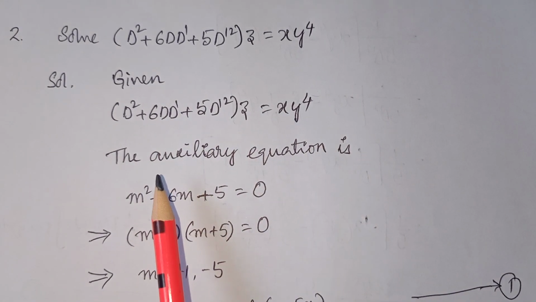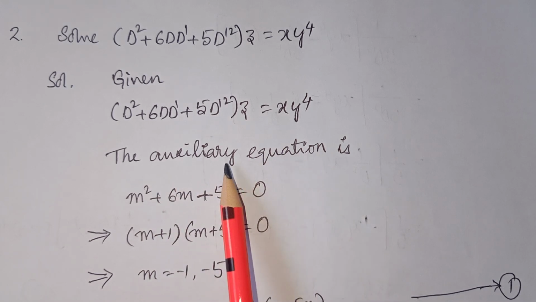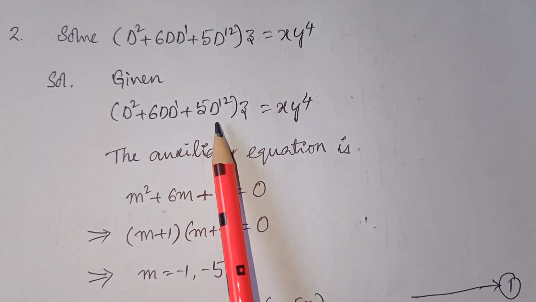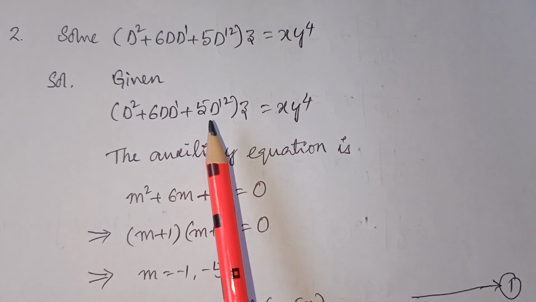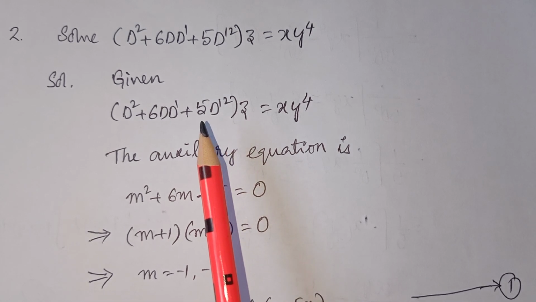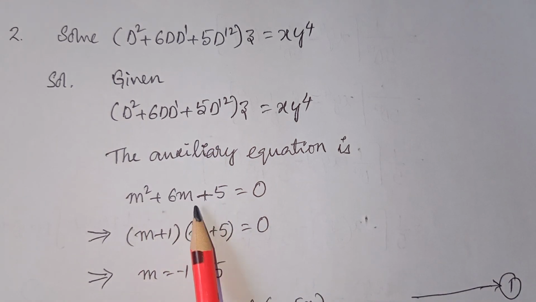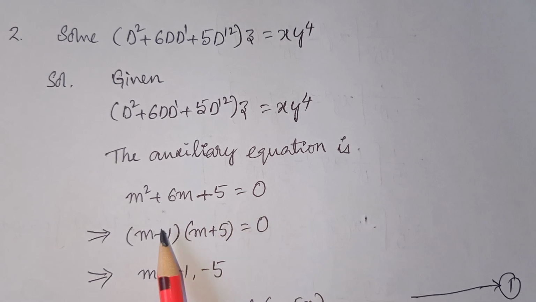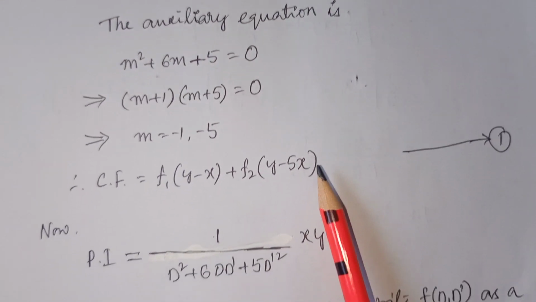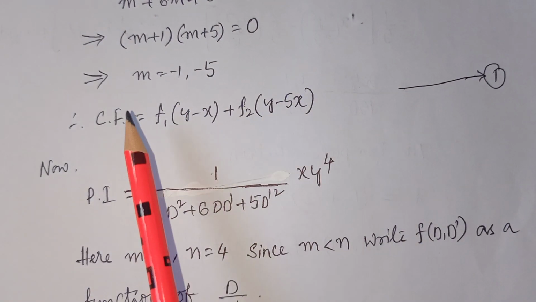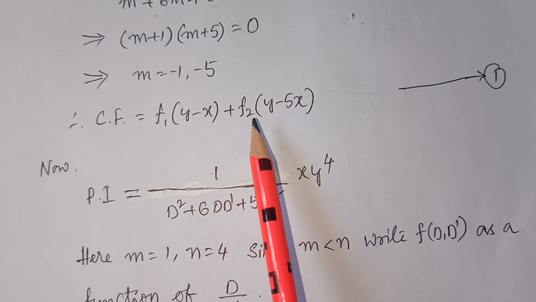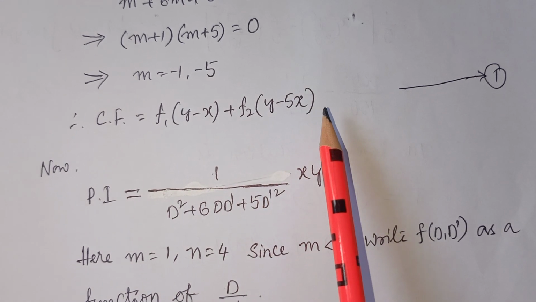Now, in order to write the auxiliary equation, take this f(D, D'), put D = m and D' = 1 and equate to 0. That is f(m, 1) = 0. By taking that, we will get m² + 6m + 5 = 0. Write in factors: (m + 1)(m + 5) = 0. The roots are -1, -5. Now the complementary function is f1(y - x) + f2(y - 5x).